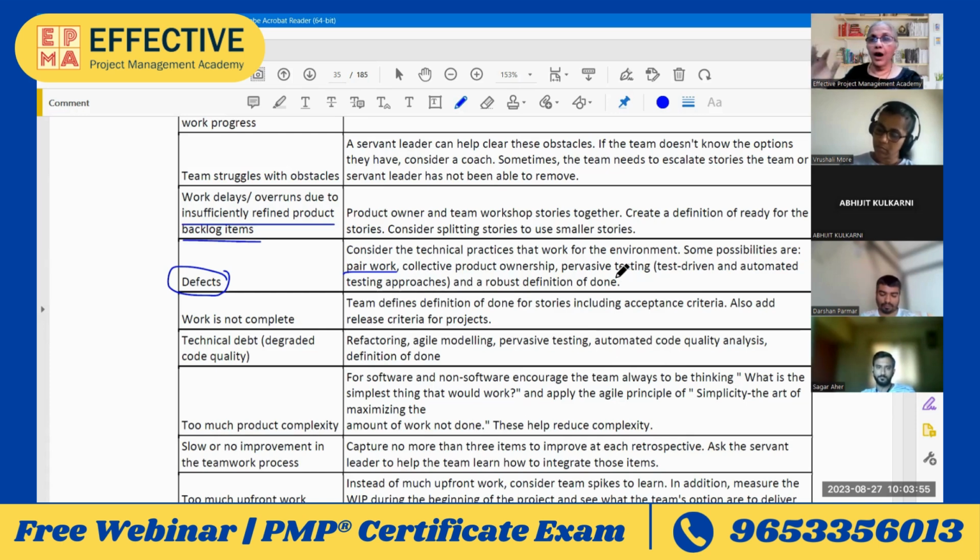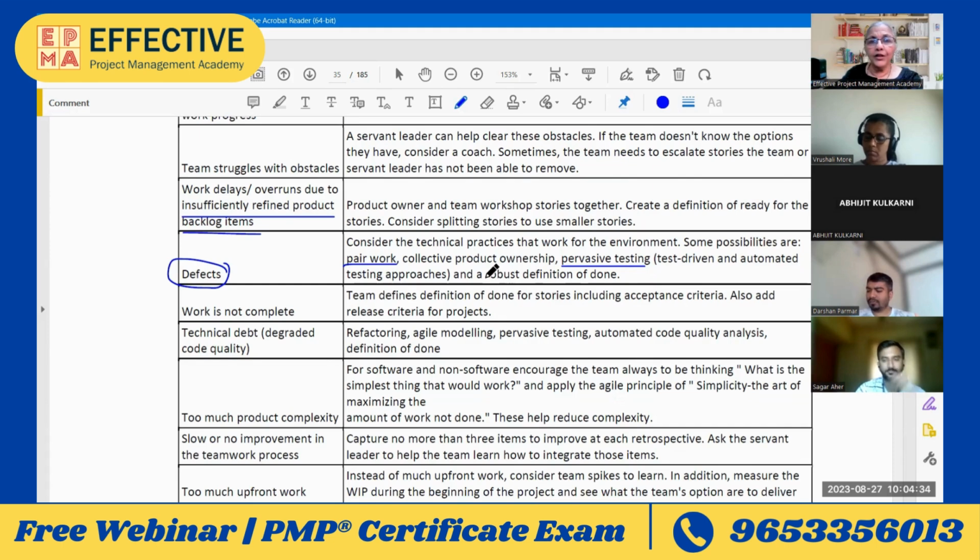Collective product ownership. You have to drill it into the team that the responsibility and ownership is theirs. Once the team realizes it, it's not possible in the first one or two projects, but gradually, yes. Once they realize it, they will start being more proactive, and that will reduce the number of defects. And pervasive testing. It's also called monkey testing. Testing from all the angles, everything, trying to break it as much as possible.